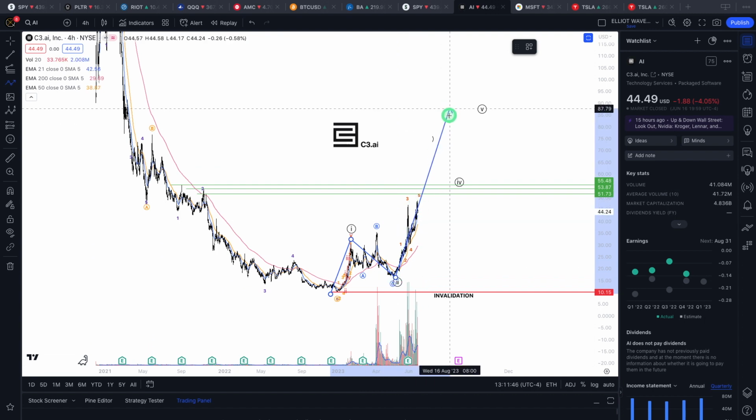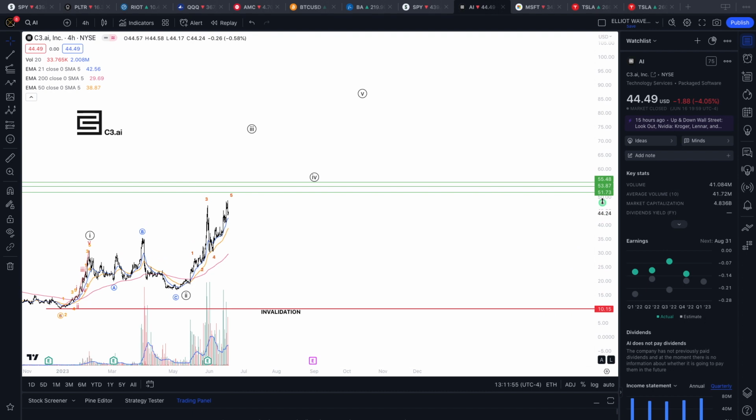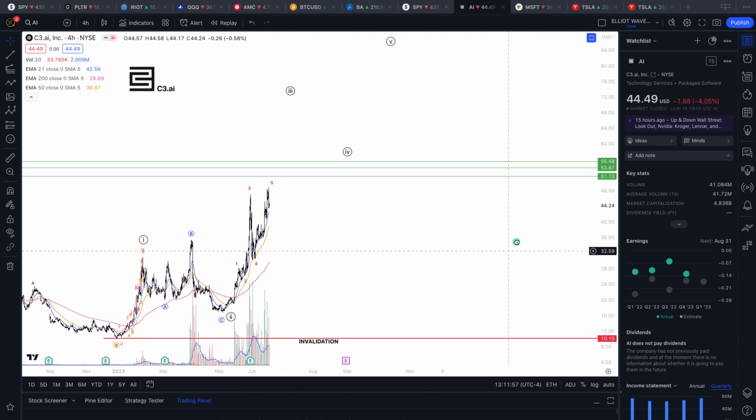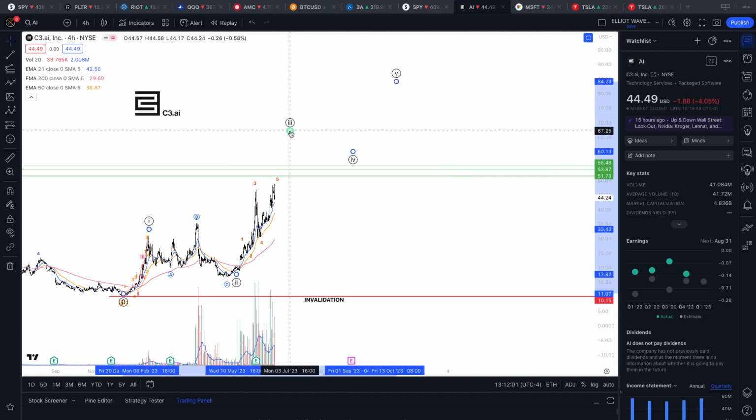Ultimately I see C3.AI stock going a lot higher. So analyzing this count now is going to be our focus, to try to figure out what exactly this structure looks like, and is there more room to the upside right now before we get a pullback.